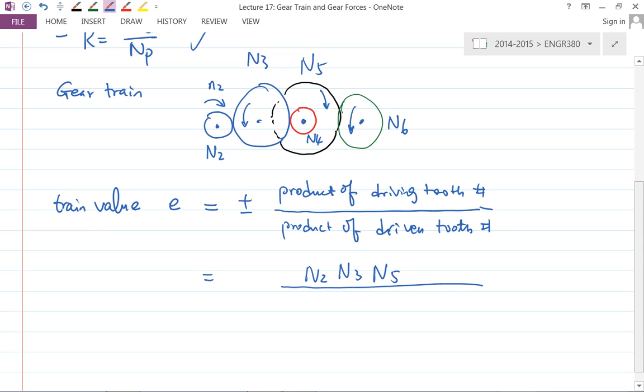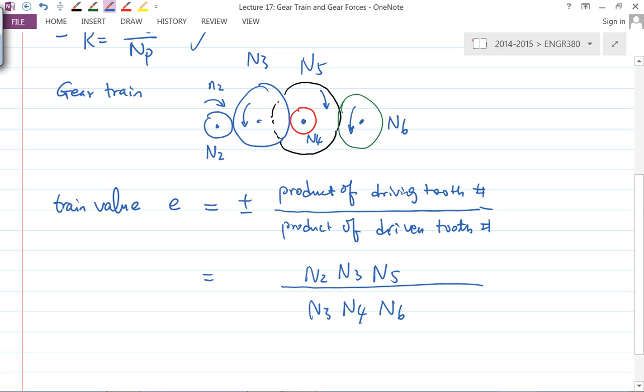Bottom, the driven ones. Which one is driven? This N3. That's why I call it an idler, because it is both driving and driven. So N3 is driven, N4 is driven, and what else? N6 is a driven one. So altogether you have this numerator and denominator.